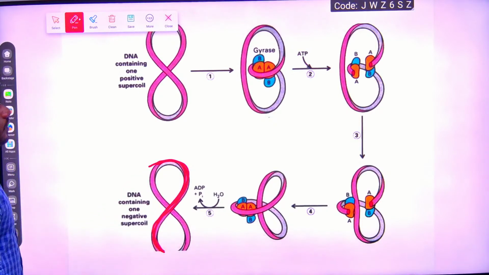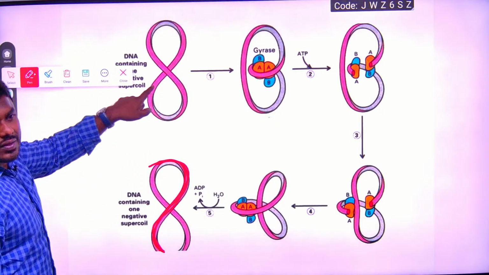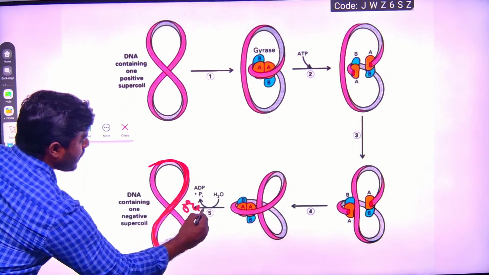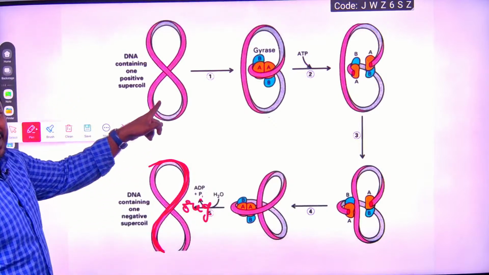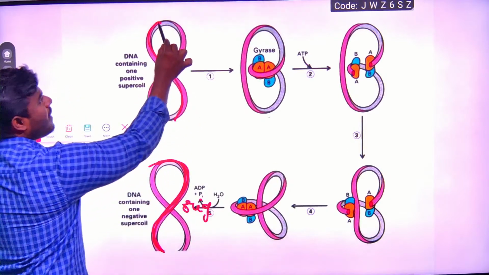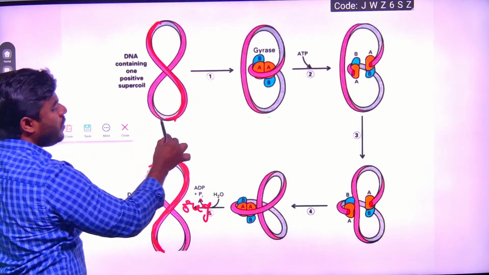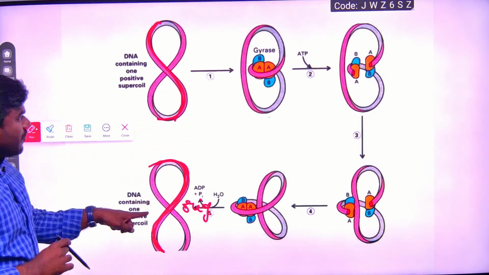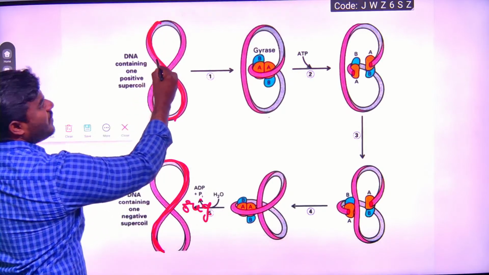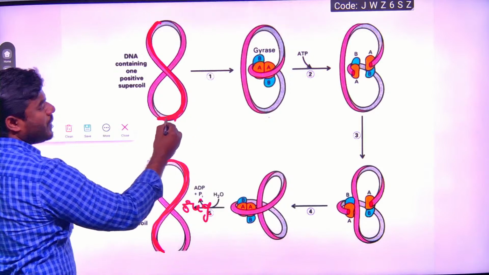Okay. Now, you can see this. This is the original form. Now, because of that stress, you can see that it is right-handed. What can we call it? Positive supercoil. The original form is negative, but because of the stress it is converted into the positive supercoil.